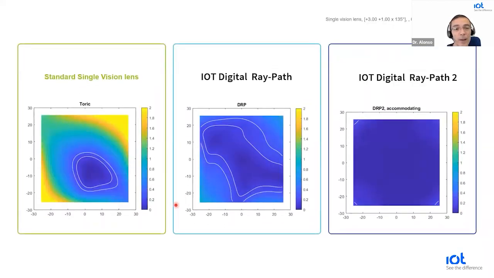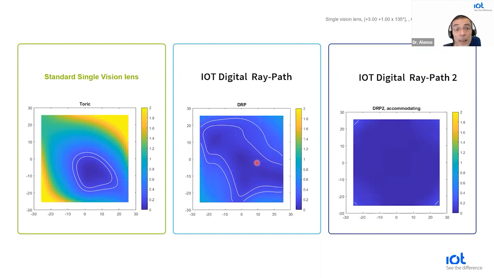We can see this effect in classical maps in which we represent optical characteristics with respect to the Cartesian coordinates on the lens surface. This is once again the standard single vision lens, the previous IoT technology, digital ray path, and the new technology, digital ray path 2. And we see that with a standard single vision lens, the blur goes above 2 diopters for a significant portion of the lens. These white isolines represent 0.25 and 0.44 diopters of blur.